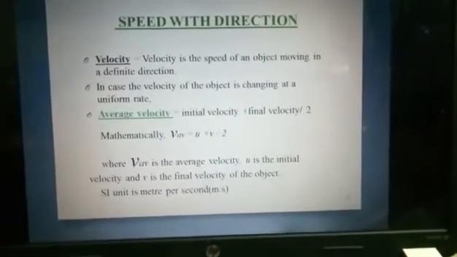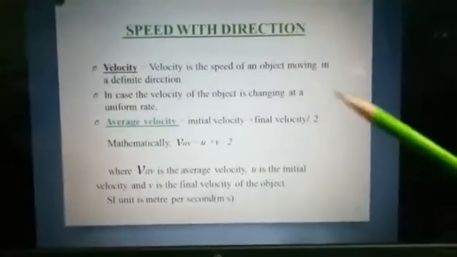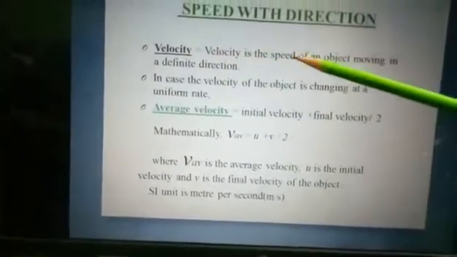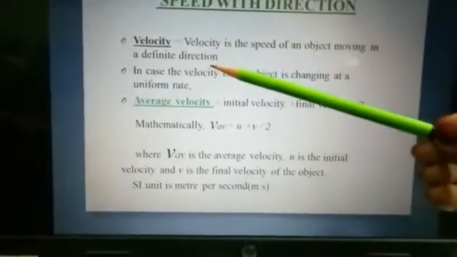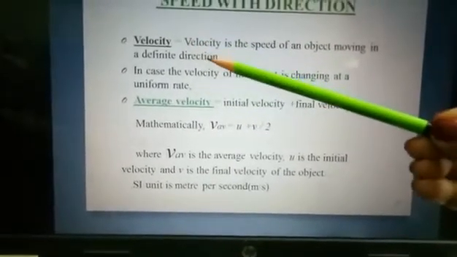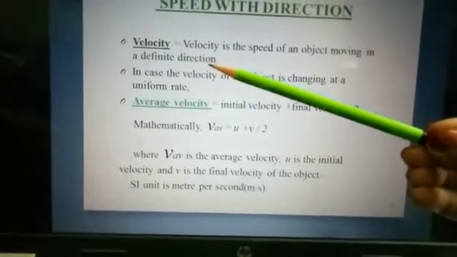Next is speed with direction. When you are counting speed with direction, that means you are describing velocity. Velocity is the speed of an object moving in a definite direction. When you have speed with direction, it is known as velocity. Velocity is a vector quantity.